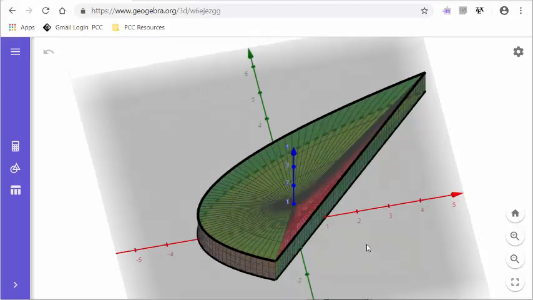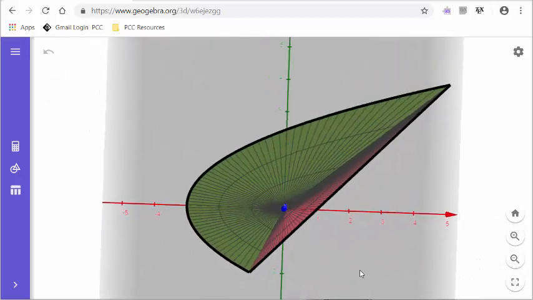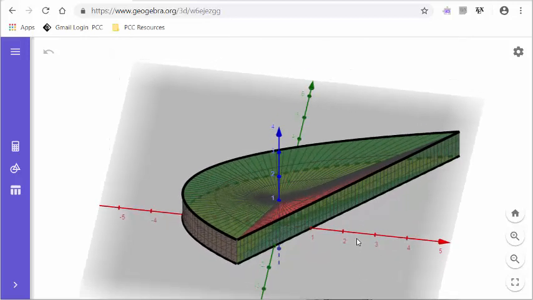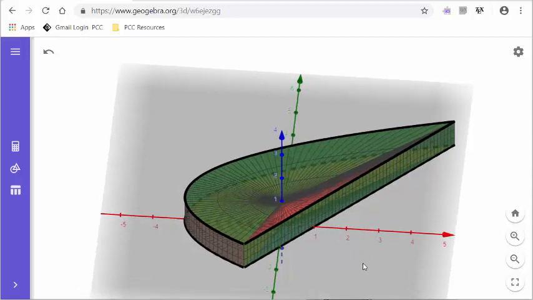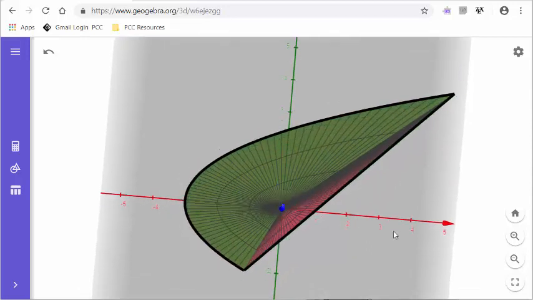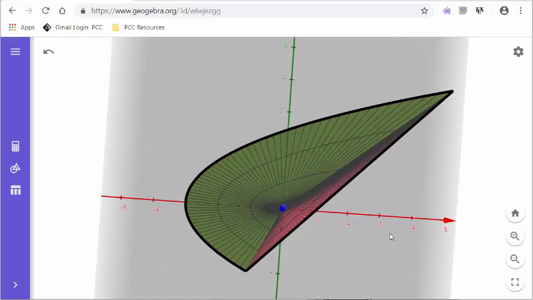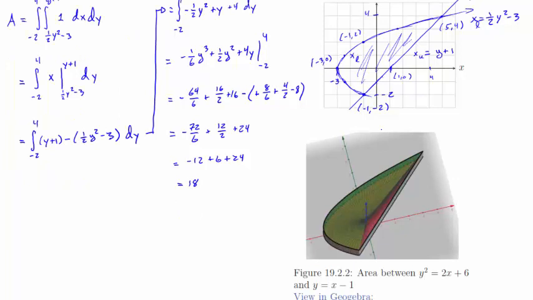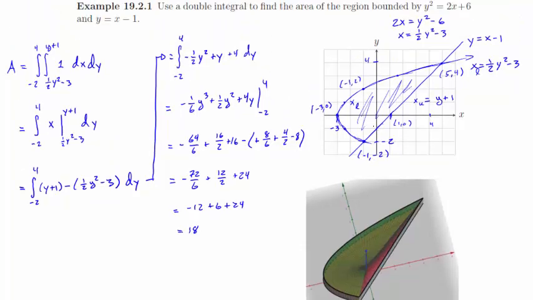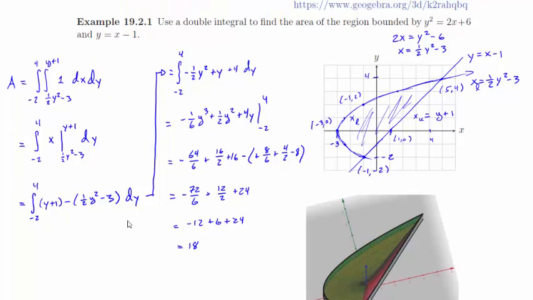So pulling this up, we can see here is that region that we had described before, and here is the prism, whose volume is simply that area that we just found times the height of 1, so the volume of this prism is the same as the area of this domain here. Alright, it's figure 19.2.2, the area between y squared equals 2x plus 6 and y equals x minus 1. Alright, so let's go ahead and move on to the next one.